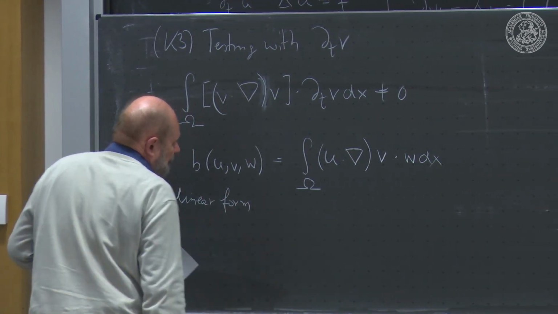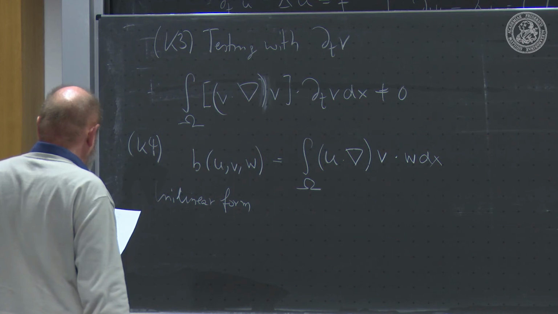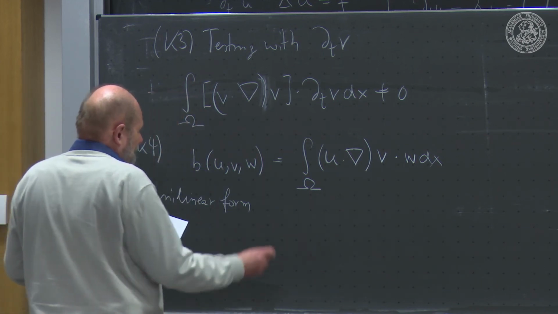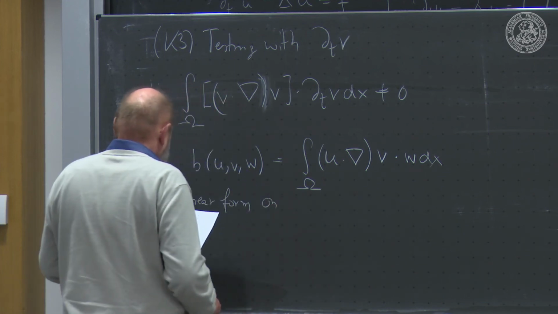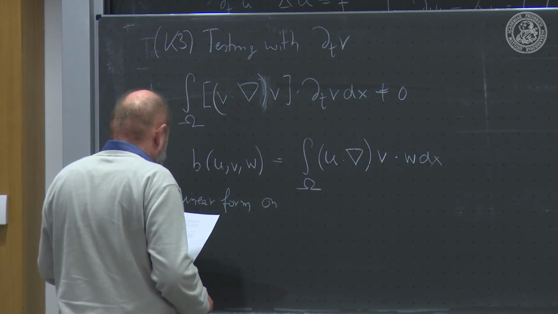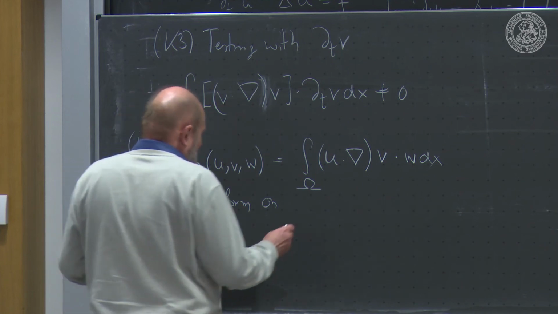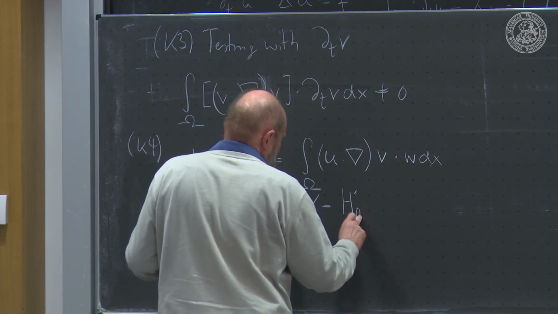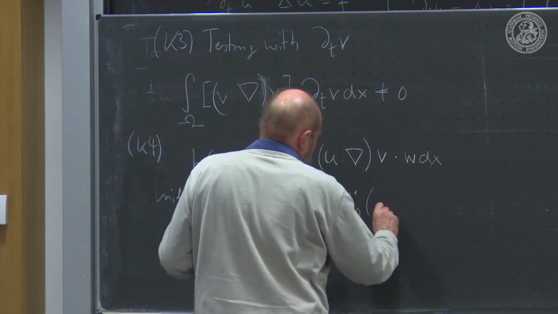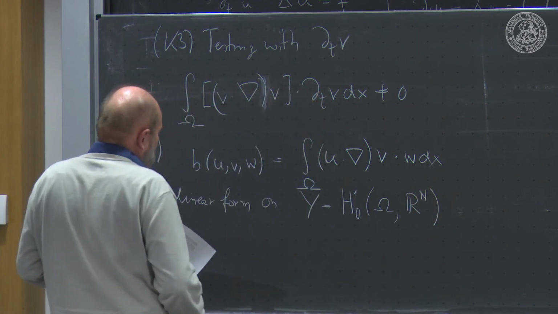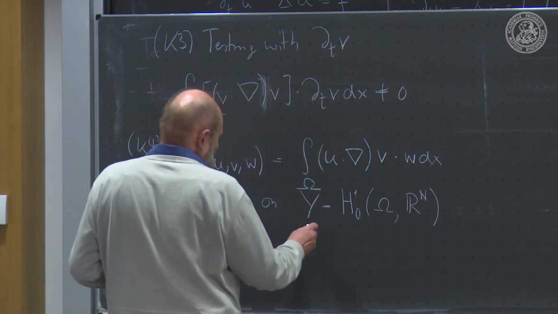And let's see which spaces we can allow for these. So what we would like to have is something like Y, which is H1 0 because of our boundary condition, omega vector valued. So this would be one possibility.